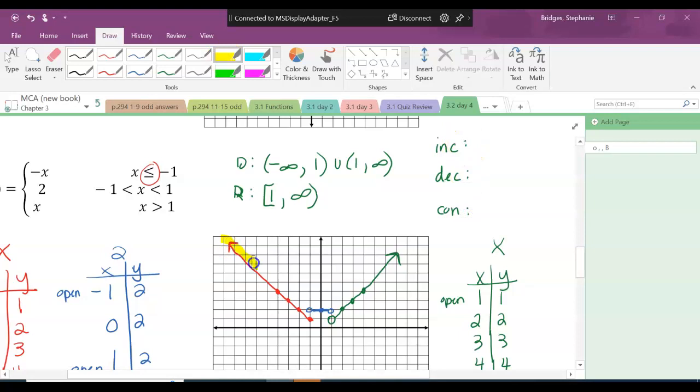All right, red part. What am I doing? Decreasing from negative infinity to negative 1. Yep. Okay. What about my blue part? What is that? Constant between negative 1 and 1. And then the green part is increasing from 1 to infinity.